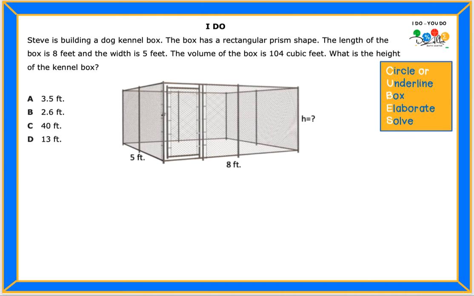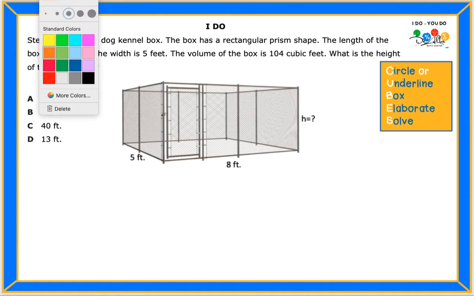Steve is building a dog kennel box. The box has a rectangular prism shape. The length of the box is 8 feet and the width is 5 feet. The volume of the box is 104 cubic feet. What is the height of the kennel box?